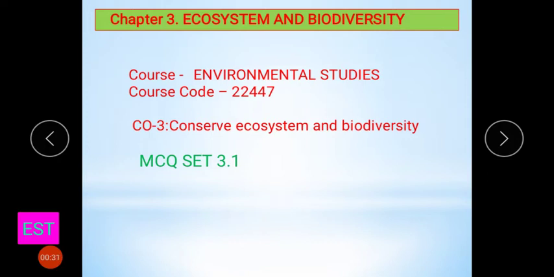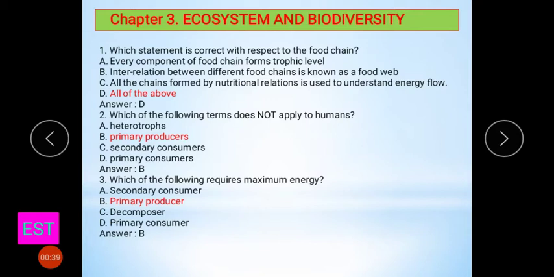The set is the MCQ question set 3.1. Let's begin with the first question. Which statement is correct with respect to the food chain?